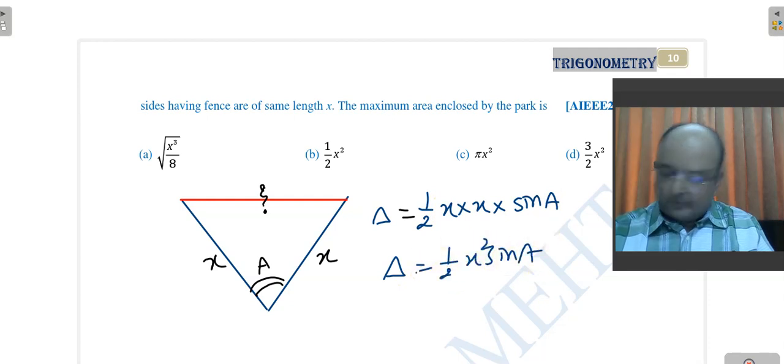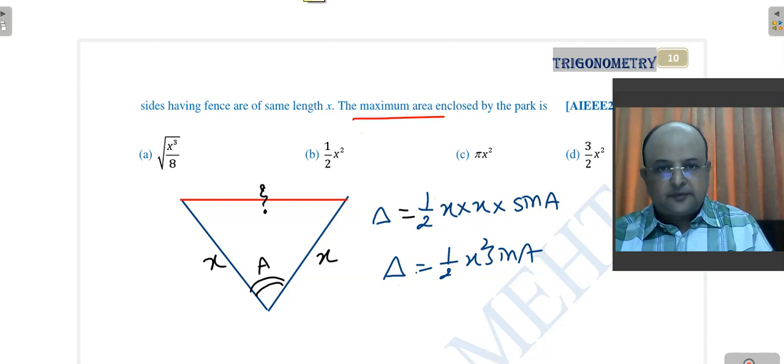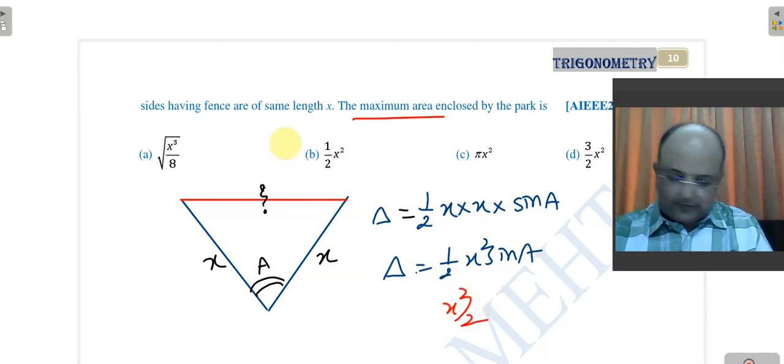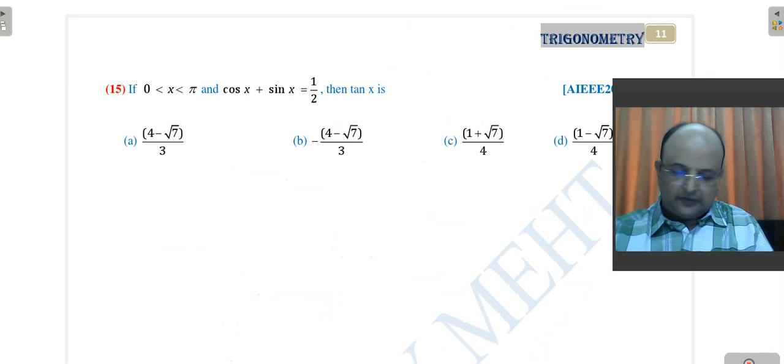Now you tell me what is the maximum. I want the maximum area. What is the maximum value of sin A? The maximum value of sin A is sin pi by 2, that is 1. So the maximum area will be x²/2. Yes, it is here. So that is done. Okay, we go for question number 15.